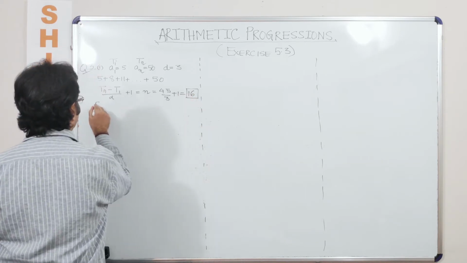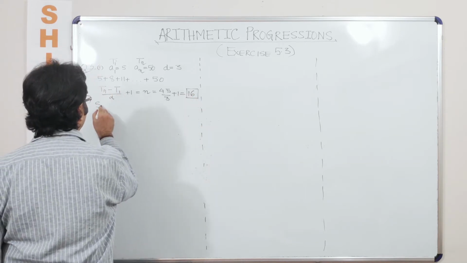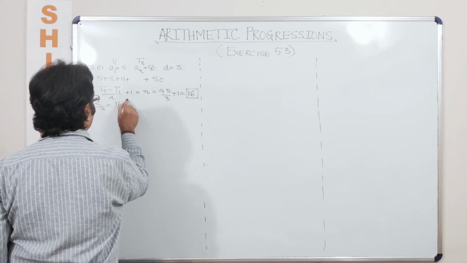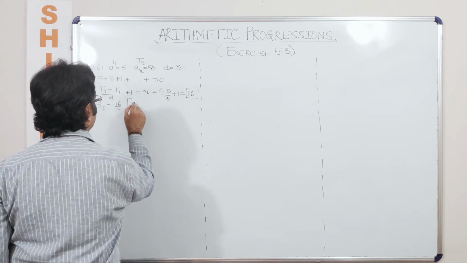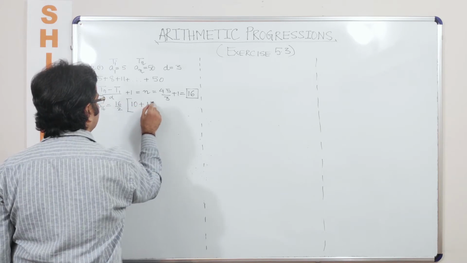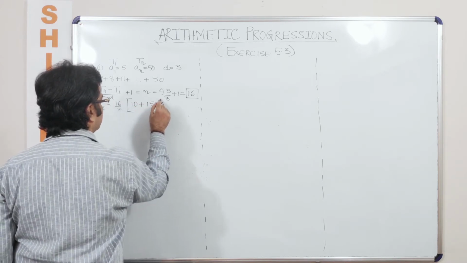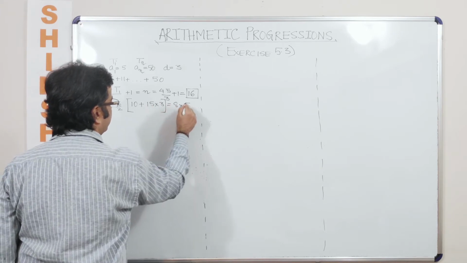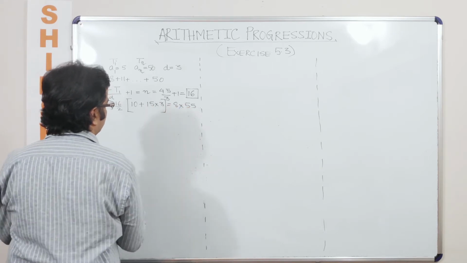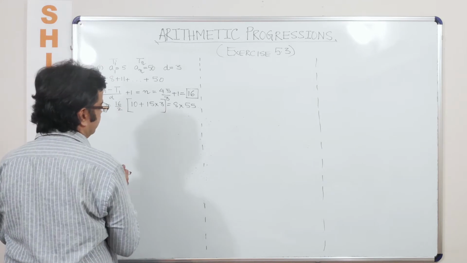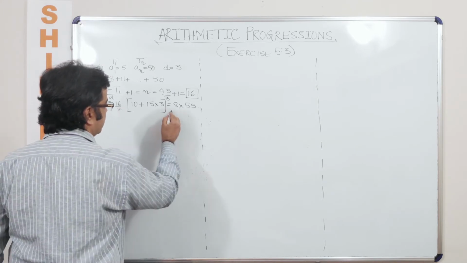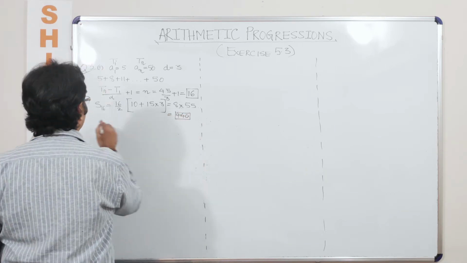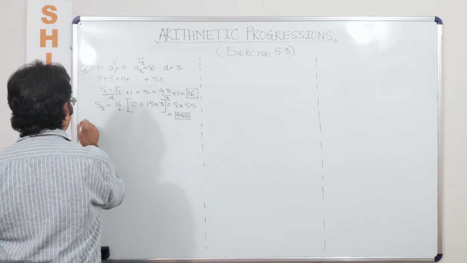And then you have to find out the sum for n terms, which is the sum for 16 terms, which is n by 2, 16 by 2. Then twice of the first term, which is 10, plus n minus 1, which is 15, into 3. So can we say this is nothing but 8 into 55? So 3 into 15 is 45, plus 10 is 55. Can I say this is 440?